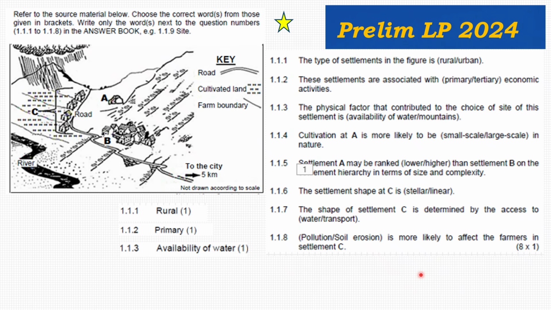1.1.4. Cultivation at A, here's A, is more likely to be small scale or large scale. More likely to be small scale or what? Large scale. Cultivation at A. Here's A right there, right? You can see that it's in between a mountain, right? There's a small space here, okay, and it's a rural area. So most of the time you'll find small scale farming, right? You'll find subsistence farming, farming for your own needs, right? Not to gain a profit, right? So it is most likely to be small scale.